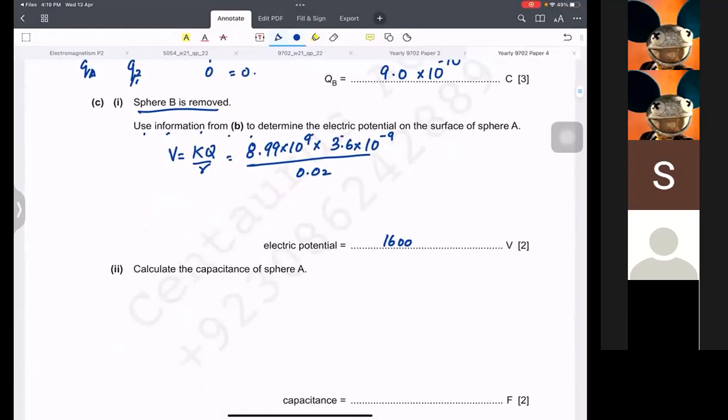Then calculate the capacitance. Q equals to C times V, so C equals Q upon V. Charge is 3.6 times 10 raised to 9. Okay. And what is this? Farad. 2.3 times 10 power minus 12.